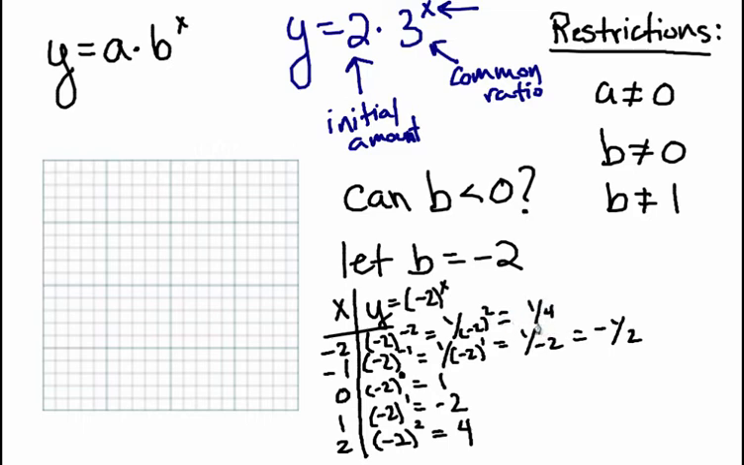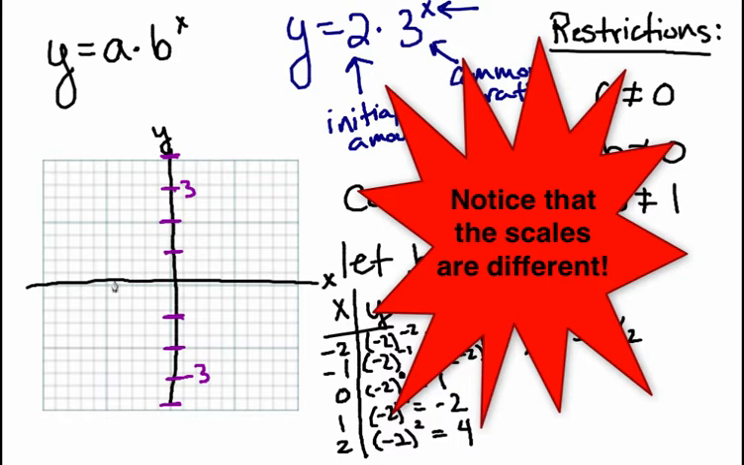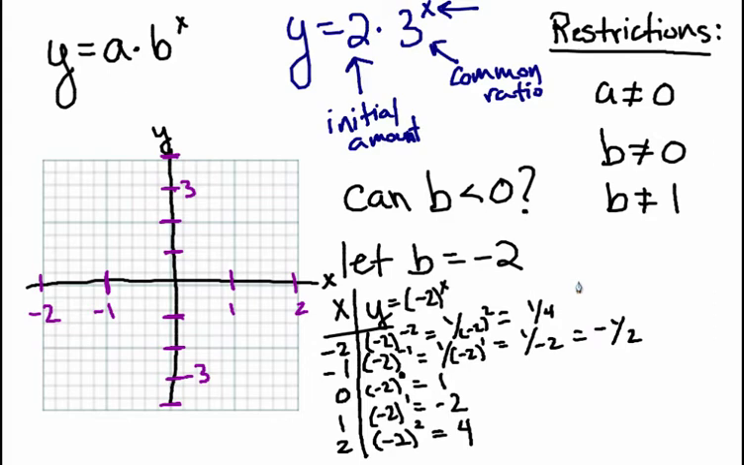So let's see if we can get an idea of what this graph looks like. According to our xy table, there is a point at +2, +4. That's all the way up here, 2, 4. There's a point at 1, -2, down here. There's a point at 0, 1, here. There is a point at -1, -1/2, so here, in the middle of where I've drawn my number. And there's a point at -2, +1/4, here.